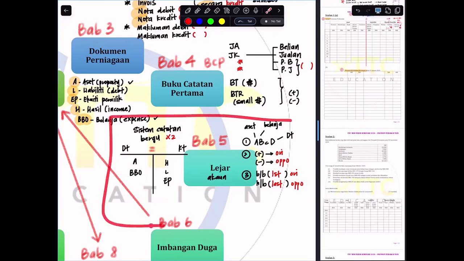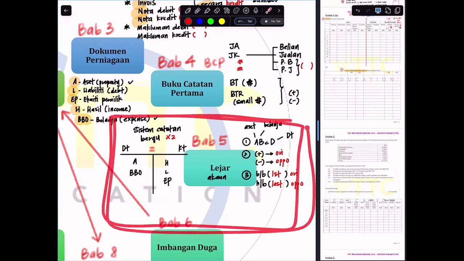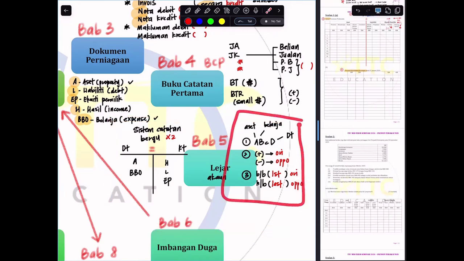Okay, so now we're done with Chapter 5, the basics here. And remember, you always need to remember this basic foundation because you need to use it across the syllabus for Form 4 and Form 5, even in college, even after you graduate and work as an accountant. As long as you remember these 3 sentences, you can find debit or credit in any situation, any transaction.